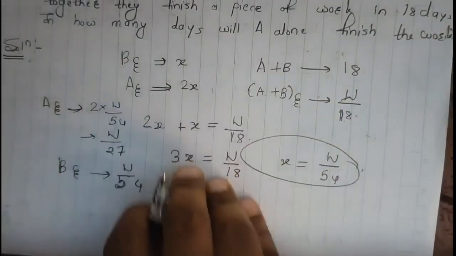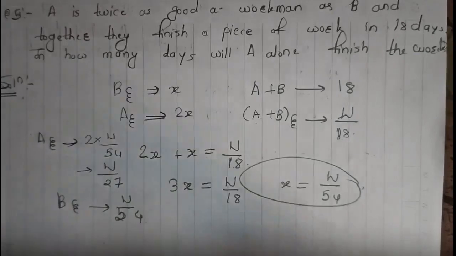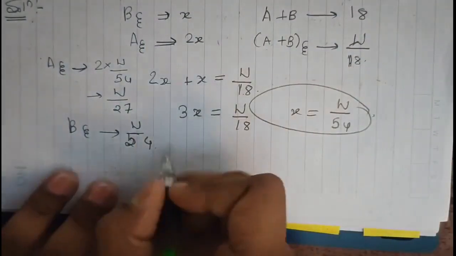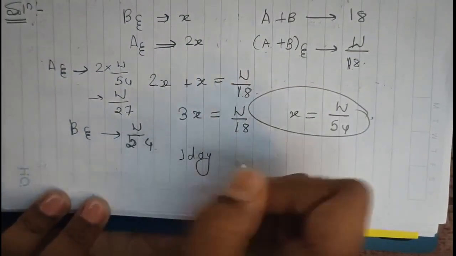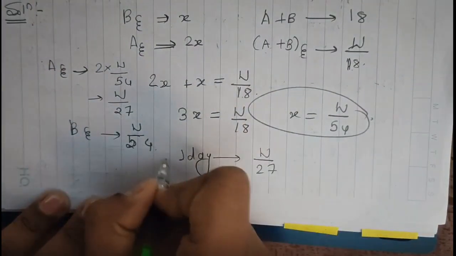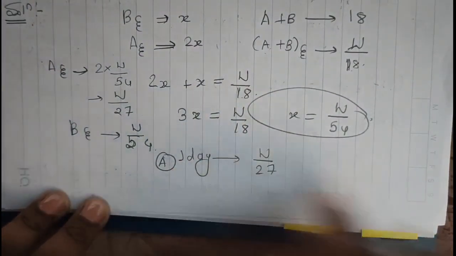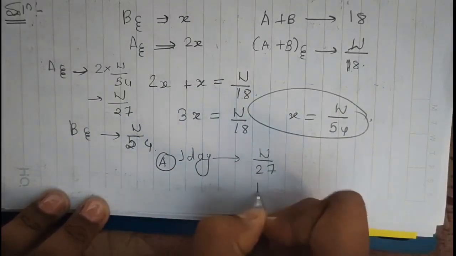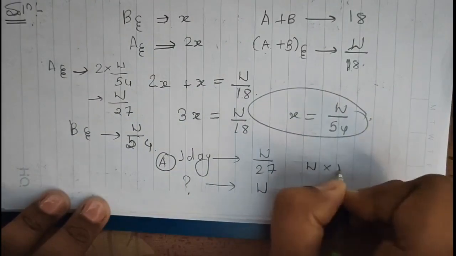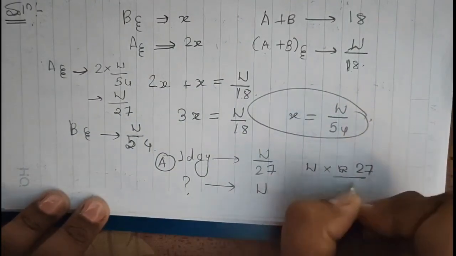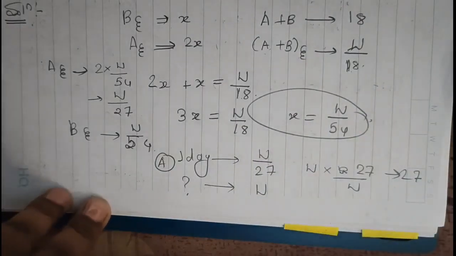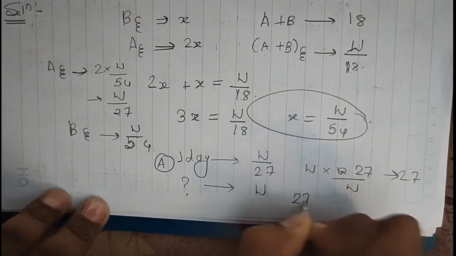And efficiencies means what? Here we have days, so just go with 1 day. In one day, A can complete W by 27 of the work. Here it is for A. In 1 day A can complete W by 27 of the work. So the total work, that is total W, will be completed in how many days? W into 27 by W, which is 27. So A alone can finish the total work in 27 days.